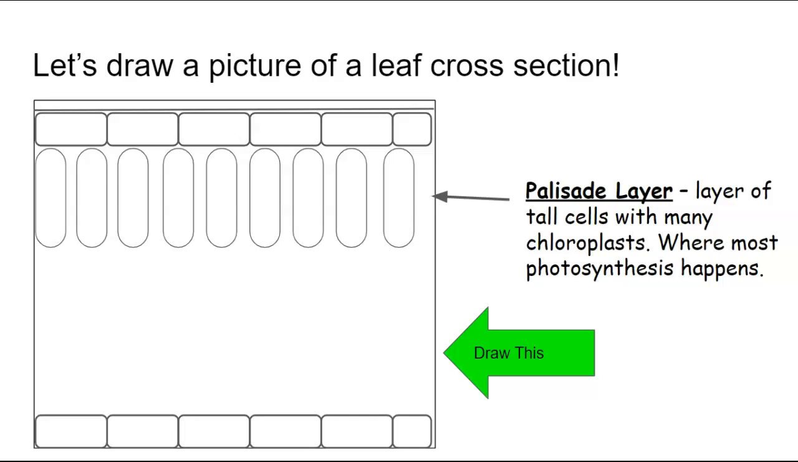So the palisade layer is a layer of tall cells, and these tall cells have a lot of chloroplasts. Remember, chloroplasts are where photosynthesis happens. They're the little tiny green things inside of a cell. So what you need to know for this layer is that this is where the leaf is going to take the sunlight and the water and the CO2, and turn it into sugar and oxygen. So this is where our photosynthesis is happening.